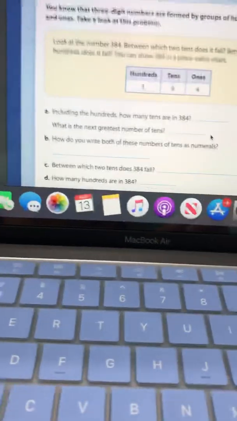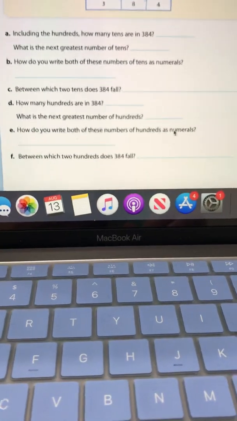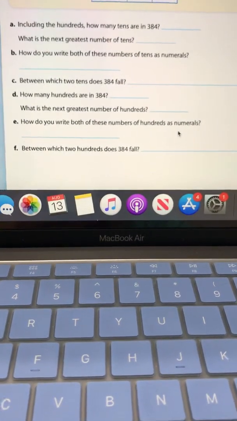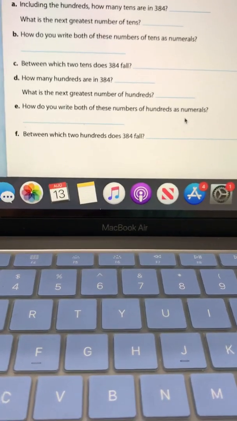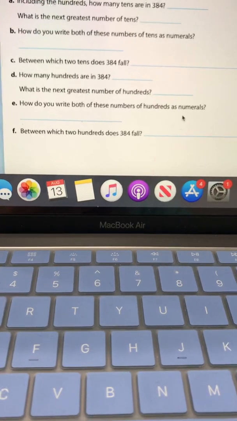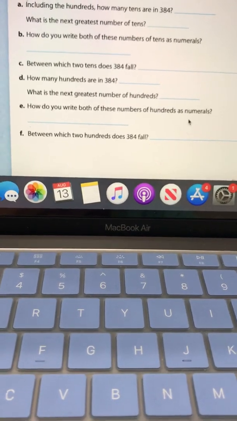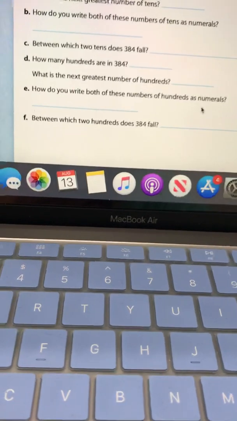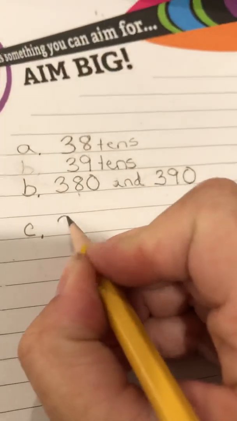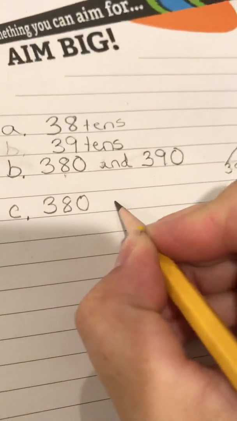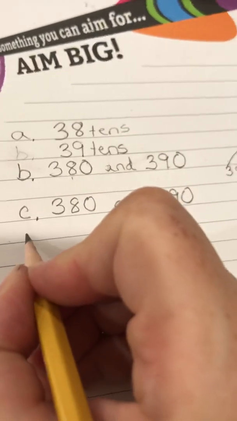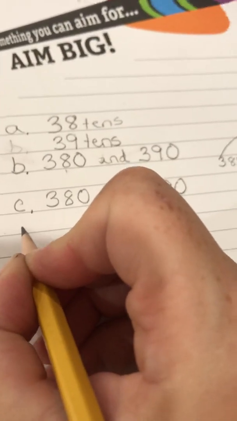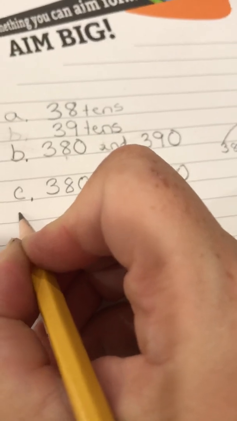Okay? C, let's go to C part. C part says, between which two tens does 384 fall? Well, we just found those on letter B. So what were the two tens that we're going to put 384 between? 380, good, and 390, correct. Those would be the two tens that 384 would fall between.